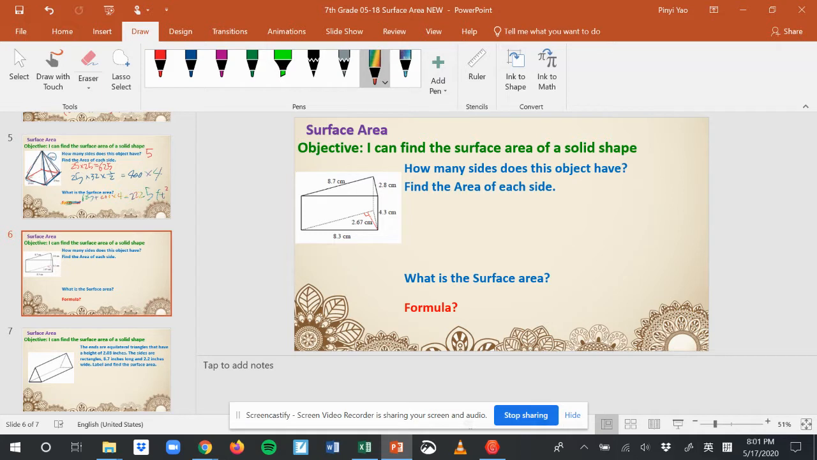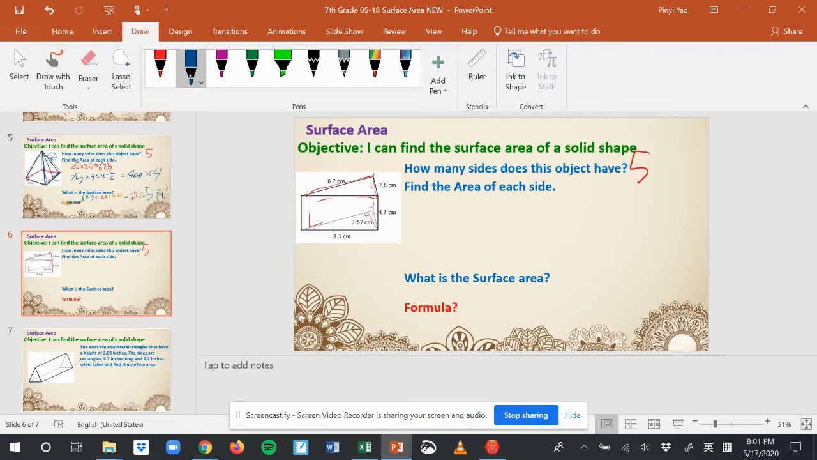Next, we have a triangular prism. First, let's start with how many sides this has. We have a top and a bottom, which are the same, so that's 2 sides. One that we can see right now on the front, then we have one on the back to the left, and then one on the right to the back. So basically you have 5 sides in total. Next, find the area for each.